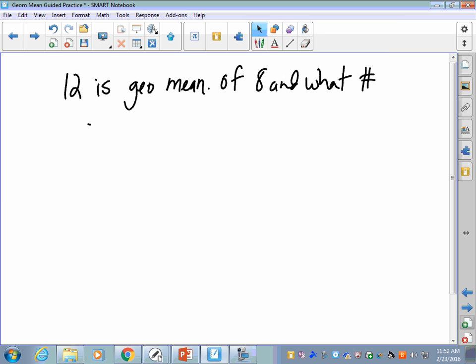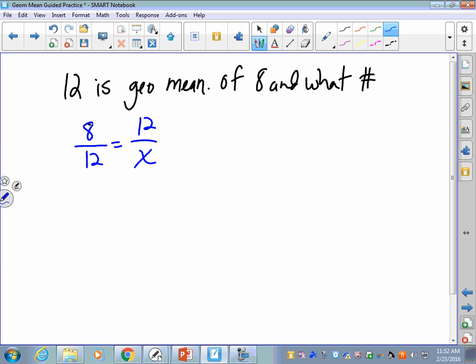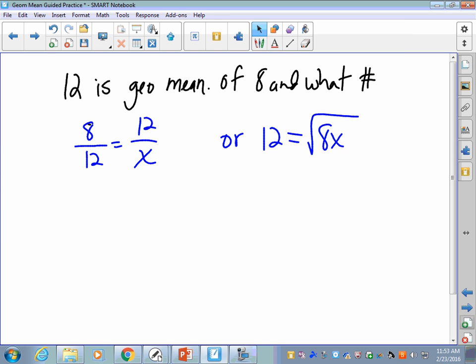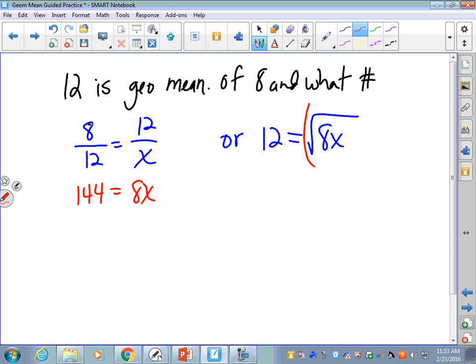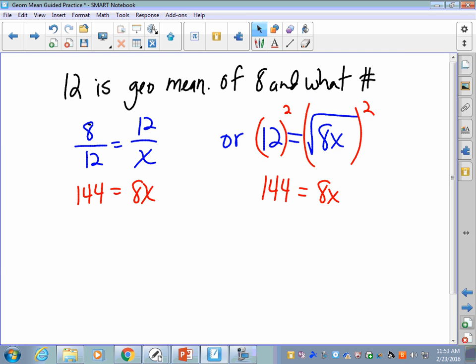I'm going to rewrite this. 8 is one of the extremes, so 8 over 12 equals 12 over x, and then cross multiply, or I could say 12 is the square root of 8 times some number. I'm going to cross multiply here on the left side, so this would give me 144 equals 8x, and I would have to square here to get rid of the radical. And notice I'm still going to get to 144 equals 8x. And then you just solve for x by dividing. Okay? Comes out nice and neat.